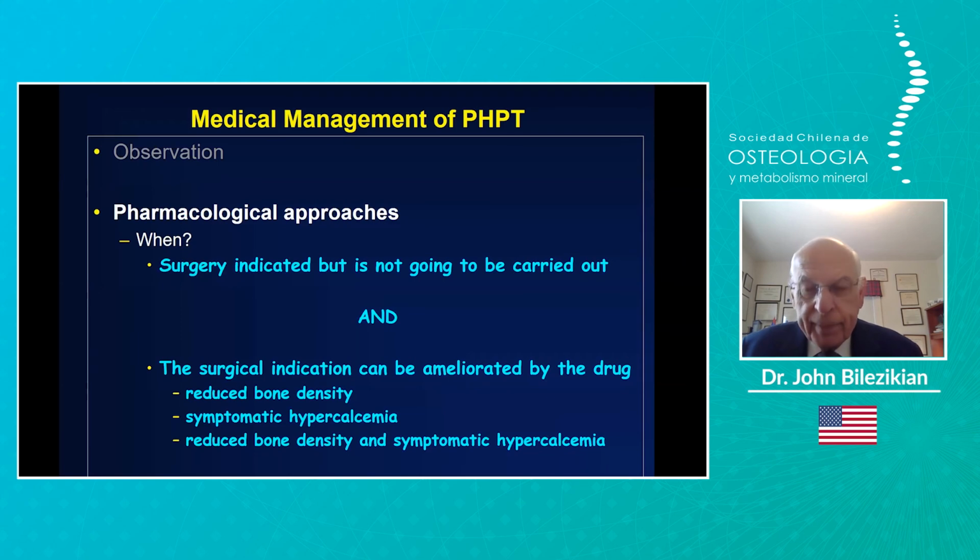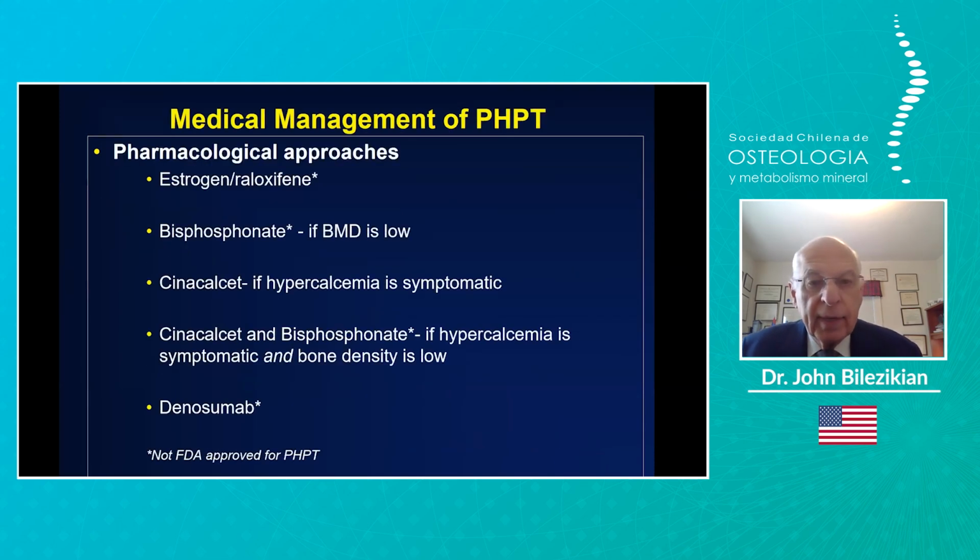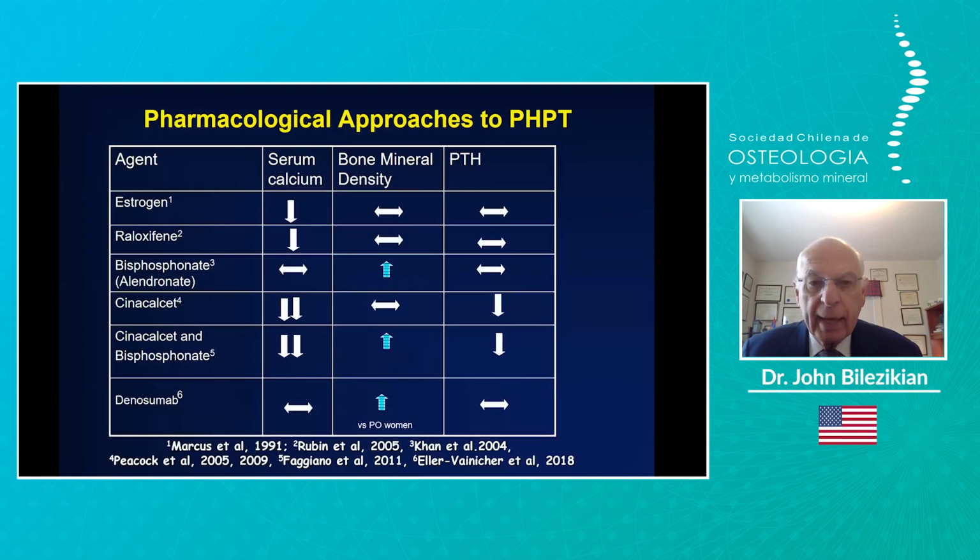We do have pharmacological approaches to the management of hyperparathyroidism in those patients who are not going to have surgery. It may be because they refuse or there are medical contraindications, but there are always patients who have an indication for surgery. We have drugs that will improve bone density, that will reduce the calcium, and combination that will do both. And here is a listing of some of the approaches. The bisphosphonates are used primarily if bone density is low. Cinacalcet, the calcium mimetic, will be used if the serum calcium is high, and the combination if you want to improve both bone density and reduce the serum calcium.